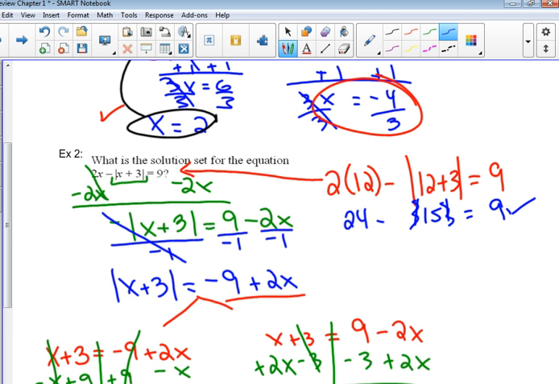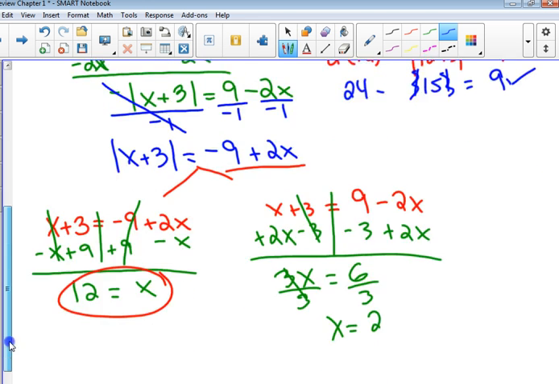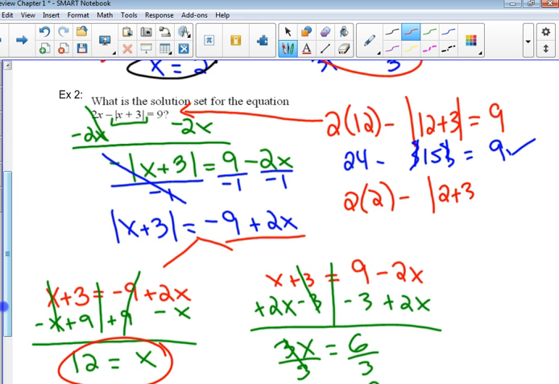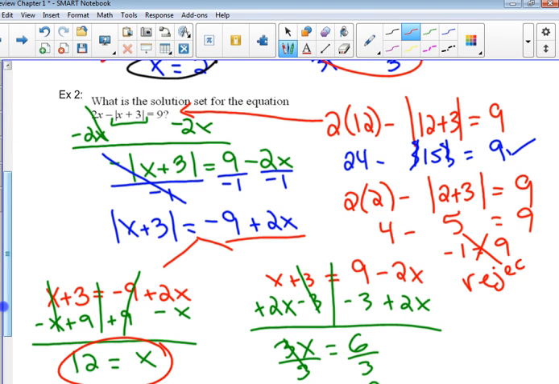That works. Let's see, this is 2. Let me try 2. 2 times 2 minus 2 plus 3 times 6. This is going to be 4 minus 2 plus 3 is 5. Did that give us 9? No. Okay, so that doesn't work because it's like -1 equals 9. That can't happen, right? So it doesn't work. We don't take this as an answer. We're going to reject this value. Right, so we're not going to have that. Okay, so just take one number.